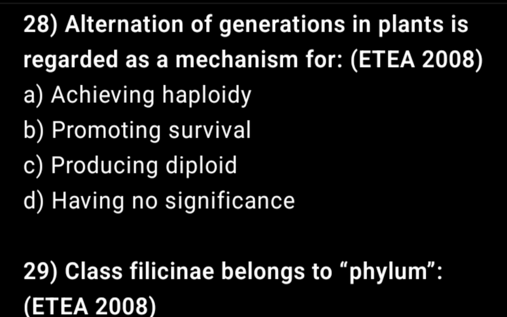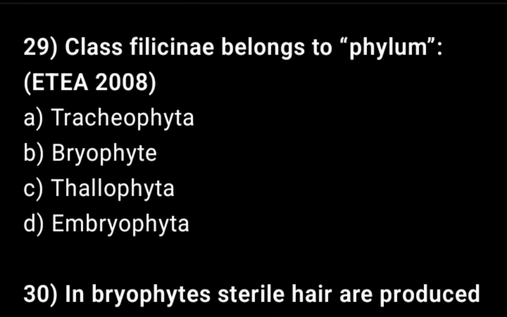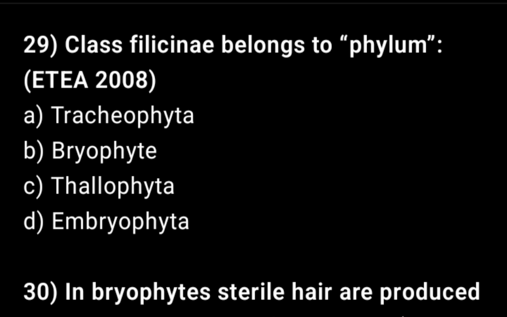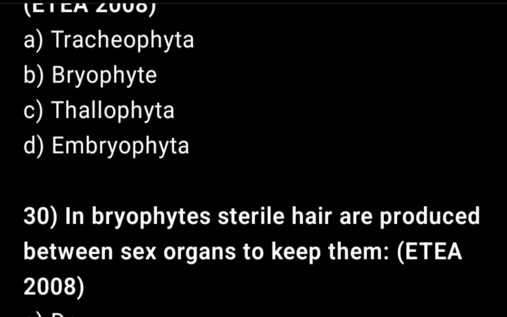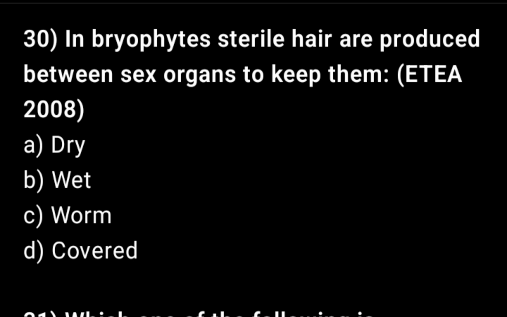Alternation of generations in plants is regarded as a mechanism for ETEA 2008. A. Achieving haploidy. B. Promoting survival. C. Producing diploid. D. Having no significance. 29. Class Phylloceae belongs to phylum ETEA 2008. A. Tracheophyta. B. Bryophyta. C. Thallophyta. D. Embryophyta. 30. In bryophytes, sterile hairs are produced between sex organs to keep them ETEA 2008. A. Dry. B. Wet. C. Warm. D. Covered.